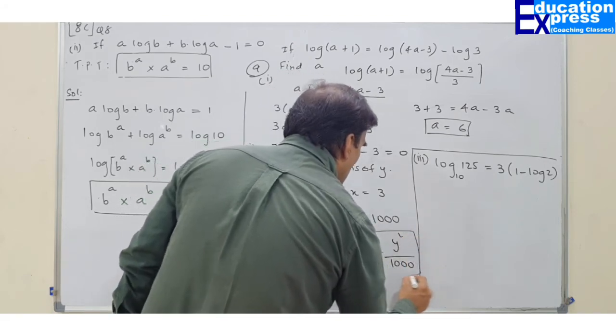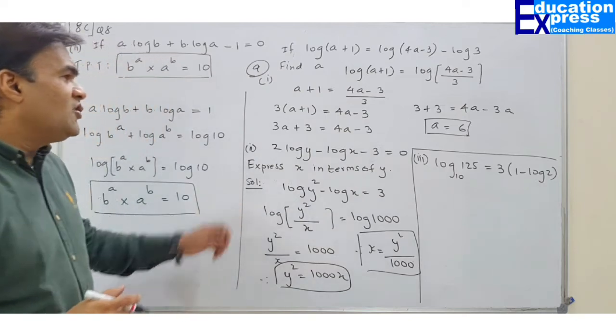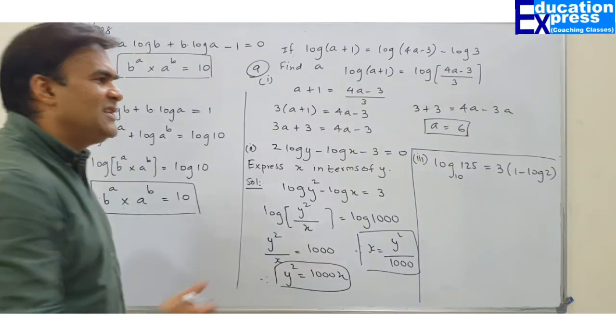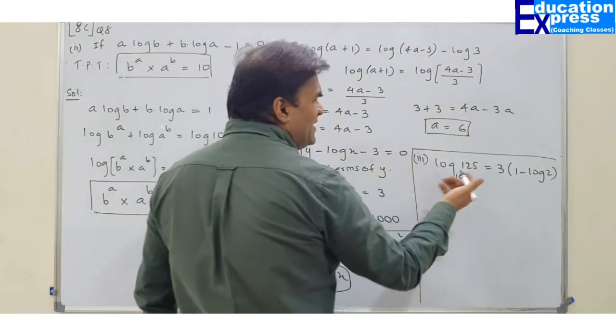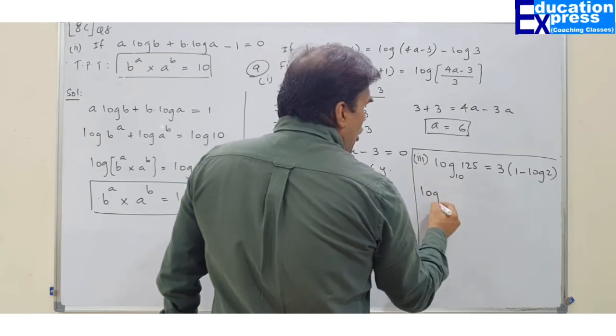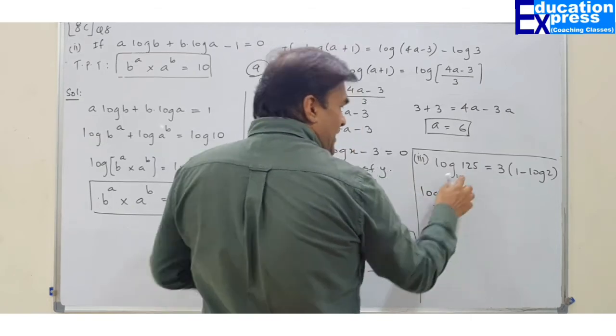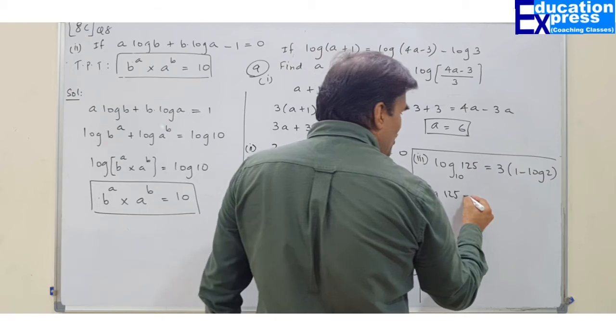Absolutely perfect. So, my dear friends, again, this was a very simple question. Same way, even this question can be done with the same thing. Log 125, base is 10. If it's not given, it is assumed to be 10.